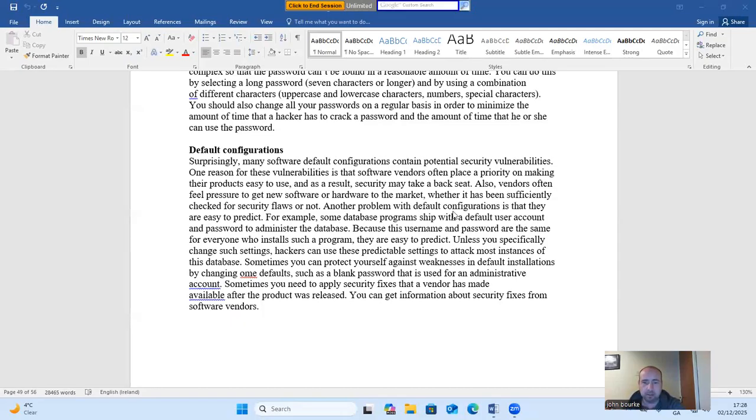Another problem with default configurations is that they are easy to predict. For example, some database programs ship with a default user account and password to administer the database. Because this username and password are the same for everyone who installs such a program, they are easy to predict unless you specifically change such settings.